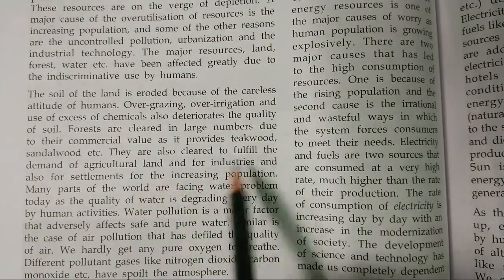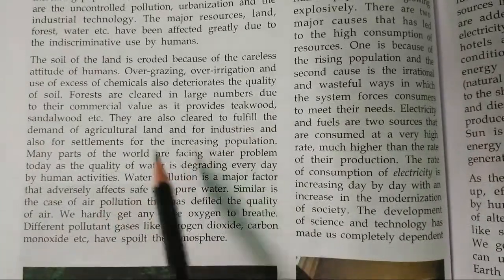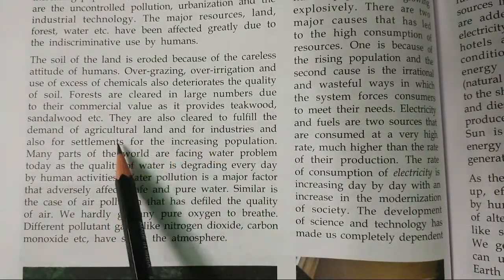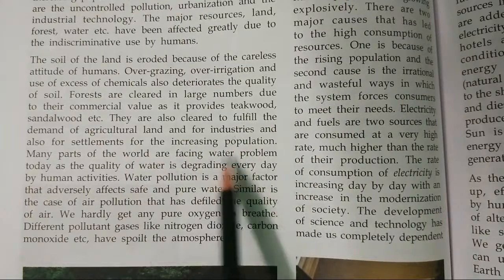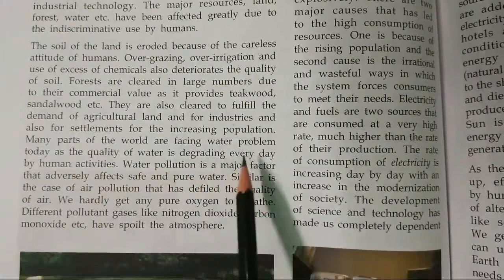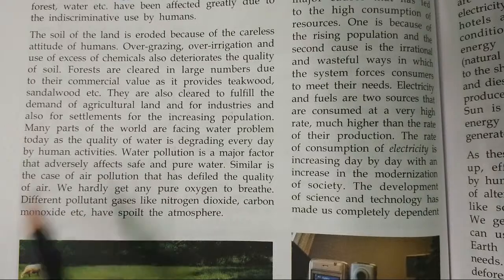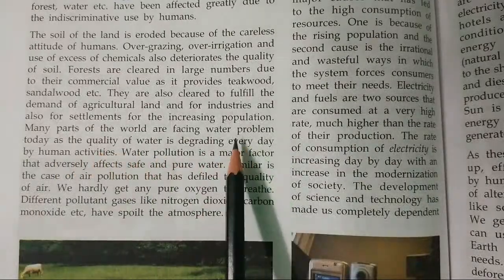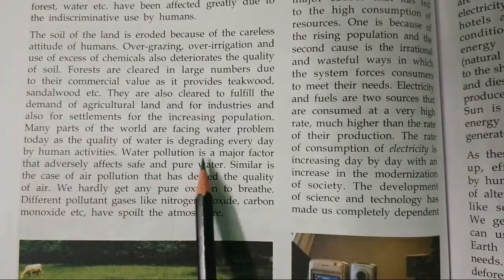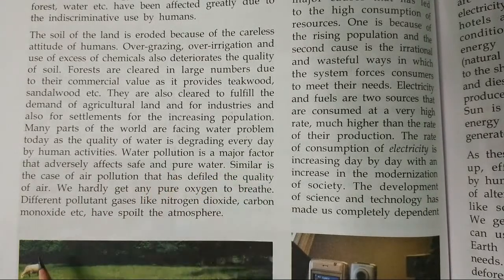Now we know why the forests are cleared. The trees are cut for agriculture, for industries, for the population, and many parts of the world are having water problems, because when you cut down the forest, the water resources become less. Many parts of the world have water problems. The water has degraded, the quality of water has decreased, the water pollution has increased.